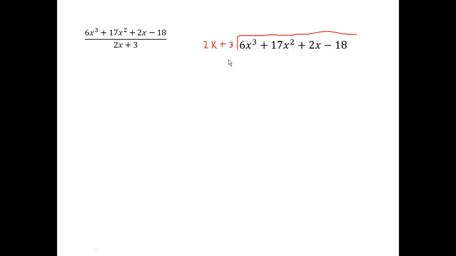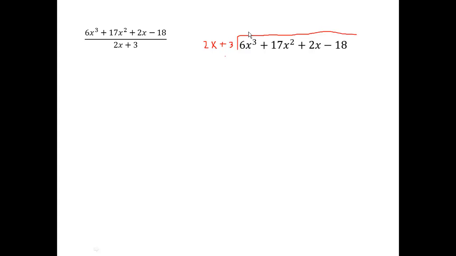So what I have to do is look at 2x, and figure out what times 2x will give me the 6x to the third. Now, yes, I understand that the 3 is there, but it just kind of tacks on, and it's going to go under the 17x squared, and we're going to subtract it from the 17x squared. So the question is, what times 2x will give me 6x to the third? And after we go through this, hopefully you'll see the pattern here.